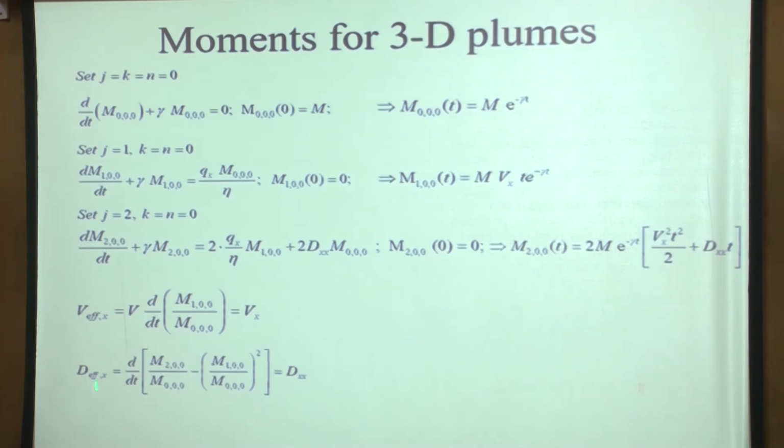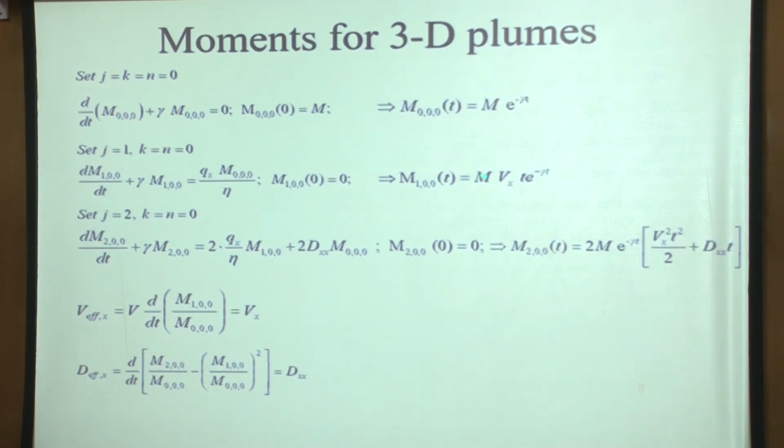If I go back and define my effective properties, just as we have done before, v times d by dt of m100 over m00, I get v sub x. If I get D effective in the x direction, I simply recover Dxx. So in this particular model, apart from advection and dispersion, the only thing happening is decay. So when I calculate the effective velocity in the x direction, it is simply the advective fluid velocity in the x direction. The effective dispersion in the x direction is simply the dispersion coefficient in our differential equation in the x direction. Nothing else is modifying them.